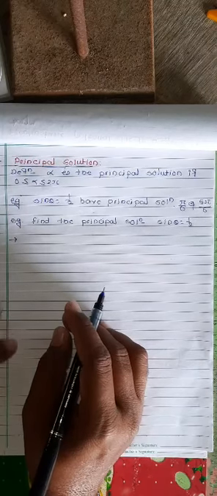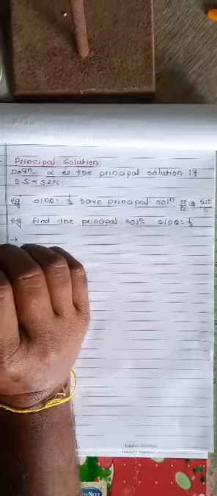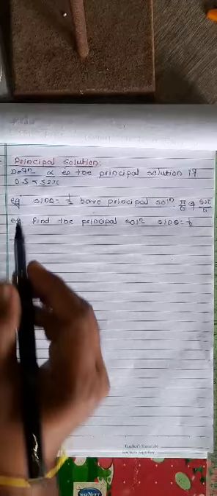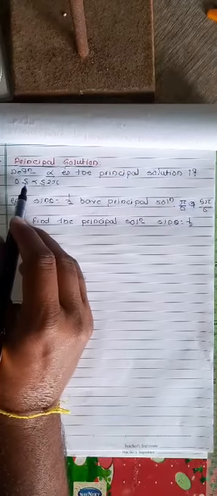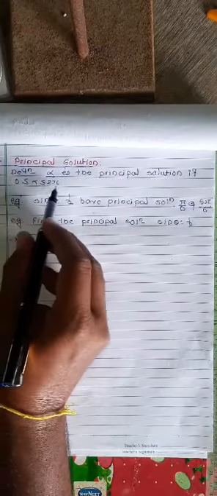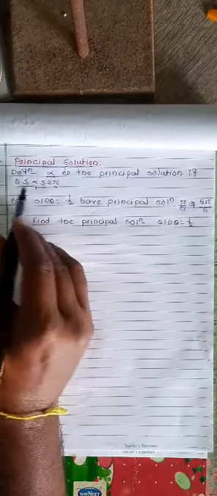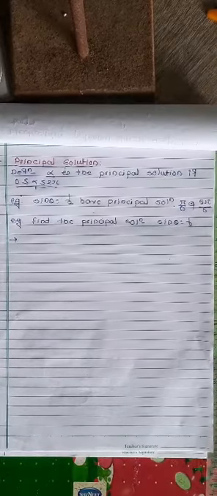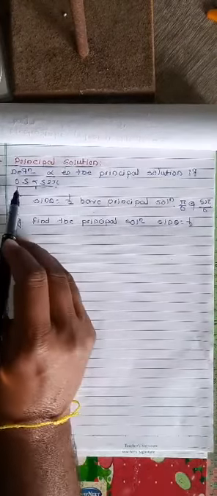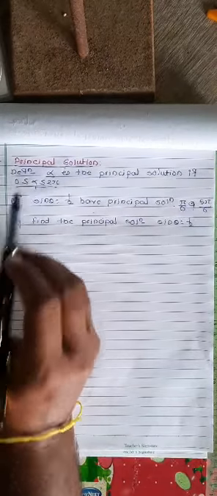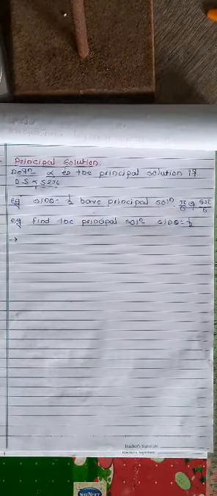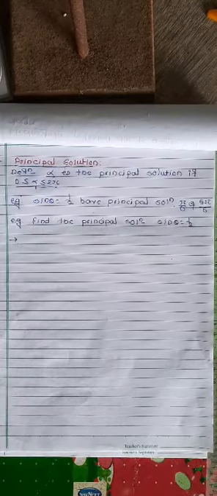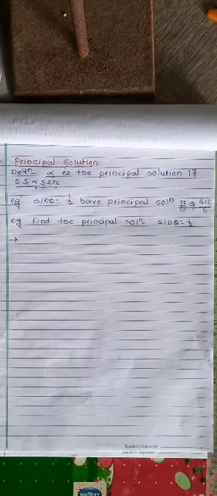First, assume that alpha is the principal solution of the trigonometric function, which means alpha lies between 0 and 2 pi, that is, 0 is less than or equal to alpha is less than or equal to 2 pi. The value of the solution of the trigonometric function lies between 0 and 2 pi, and then it is called the principal solution.